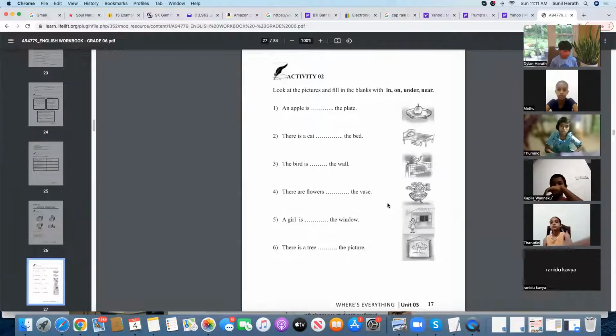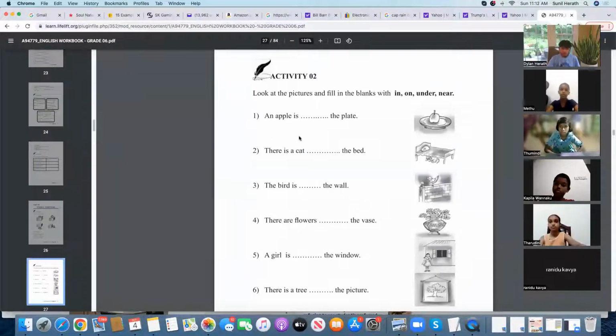Activity 2 in unit 3. Look at the pictures and fill in the blanks with in, on, under, or near. So the first one, I'm going to go one by one. I'm going to ask Methu first. An apple is blank the plate. So is it in, on, under, or near? An apple is on the plate. Thank you. Perfect. That's exactly how we're going to do it.